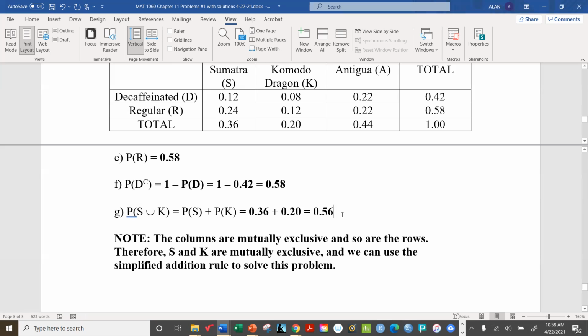So in other words, if I randomly pick one of these bags off the shelf, the chances of it being either Sumatra or Komodo dragon is 56%. The rest of them are Antigua.